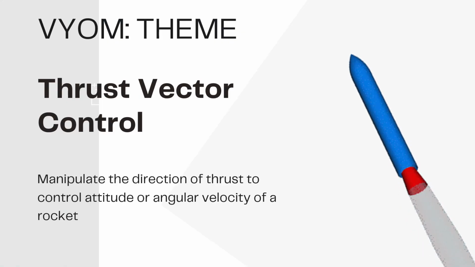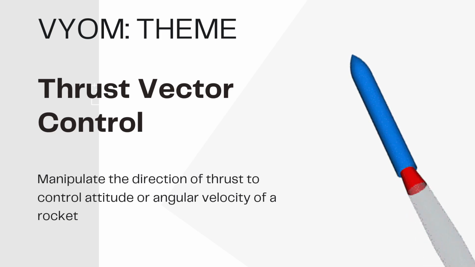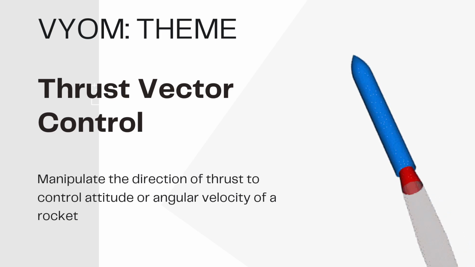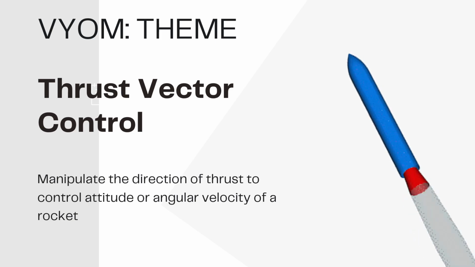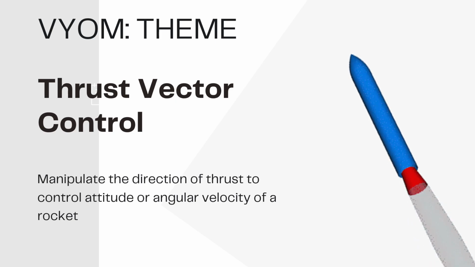So the theme of the competition is thrust vector control. It means controlling the thrust vector, controlling the direction of the thrust. Through thrust vector control, which is abbreviated as TVC, we manipulate the direction of thrust to control attitude or angular velocity of rocket or other flying bodies. For the competition, you are supposed to design the thrust vector control mechanism.